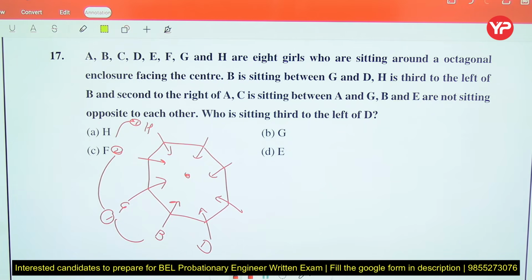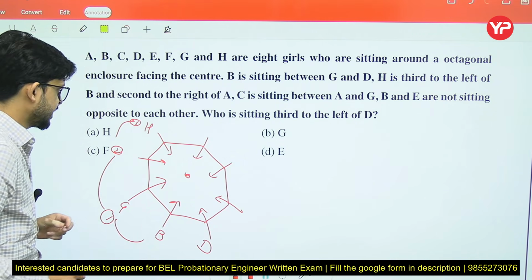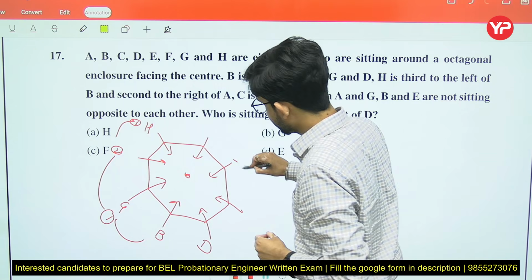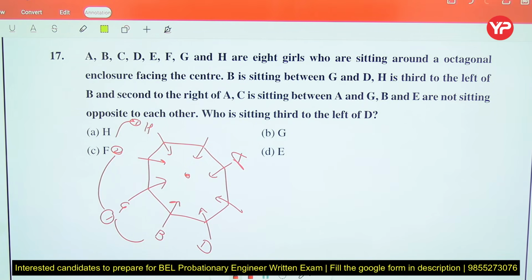Okay. And second to the right of A. H is second to the right of A. Means A is here. Okay. H is third to the left of B and second to the right of A.